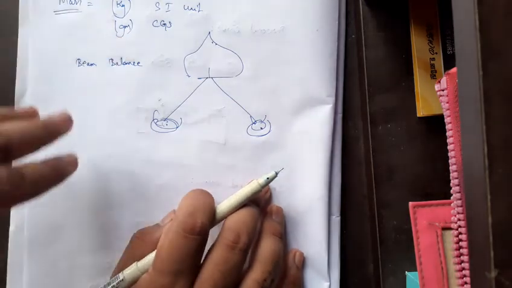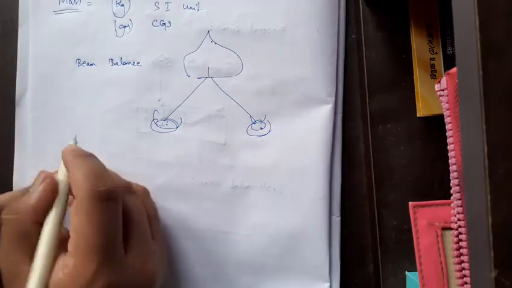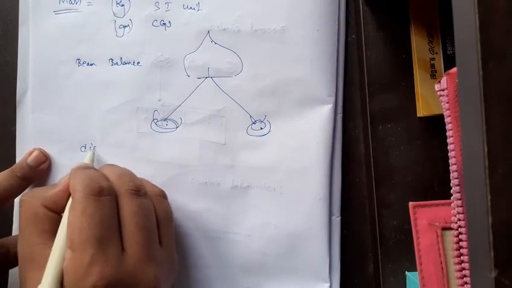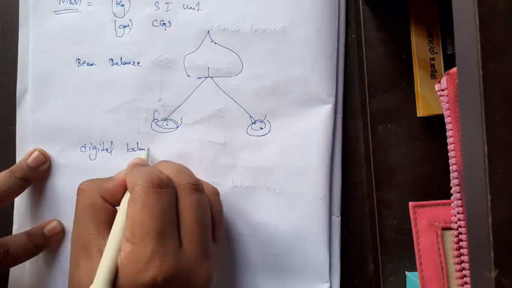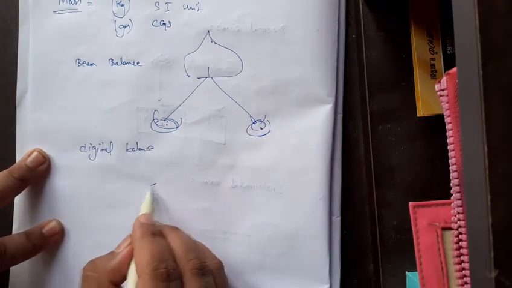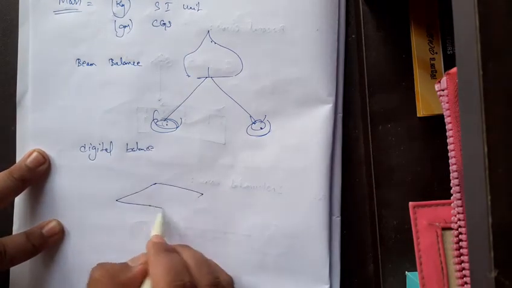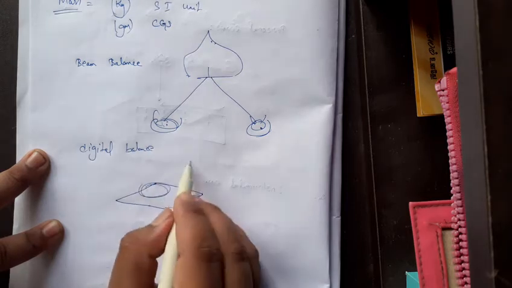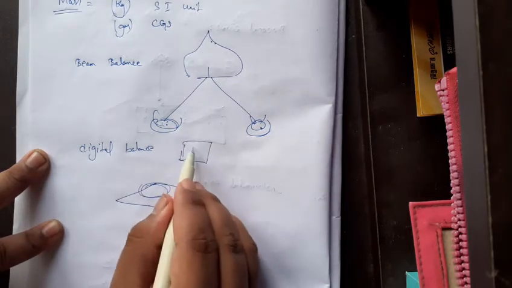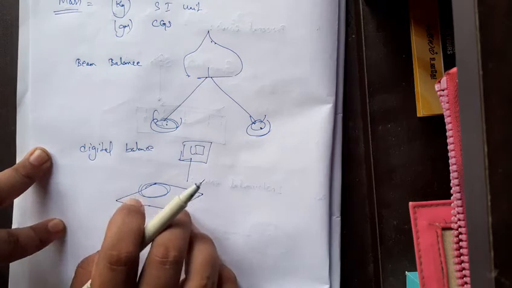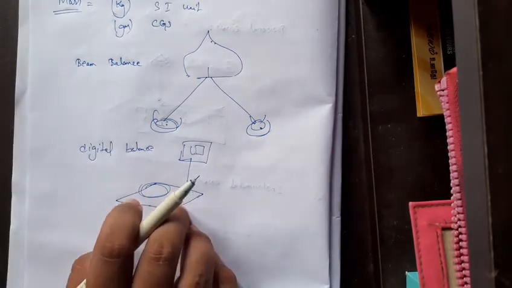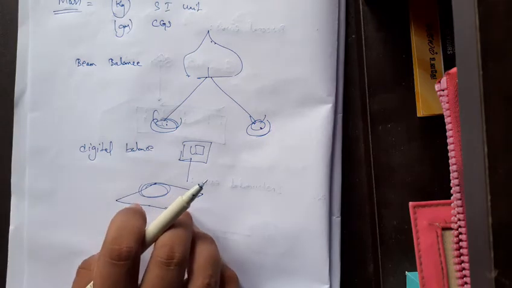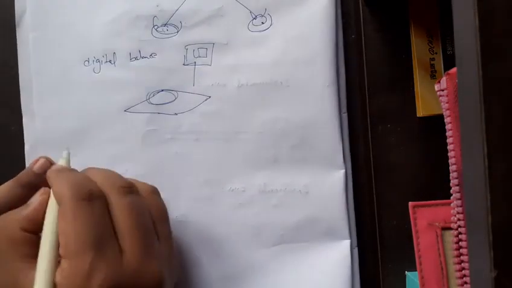And nowadays we don't see this beam balance, but instead we see a digital balance. Now in a digital balance, there is a plate here. On that plate we keep the substance, and there is a box here which will show the mass of that object. So these are some of the instruments with the help of which we can measure mass. Next one is your time.